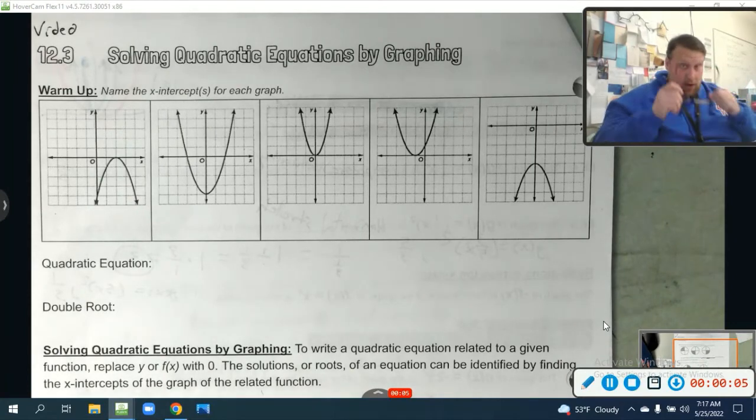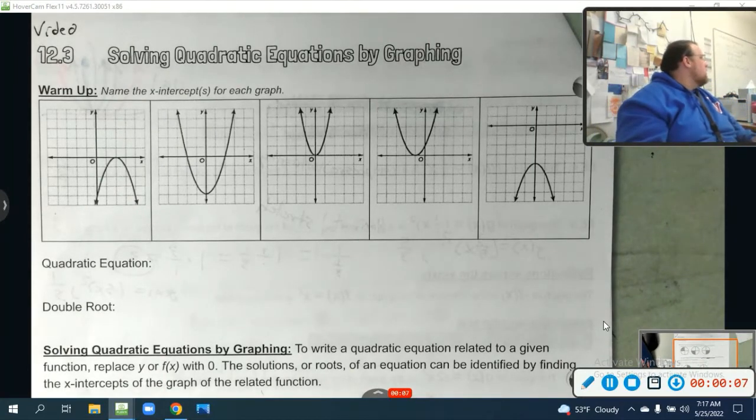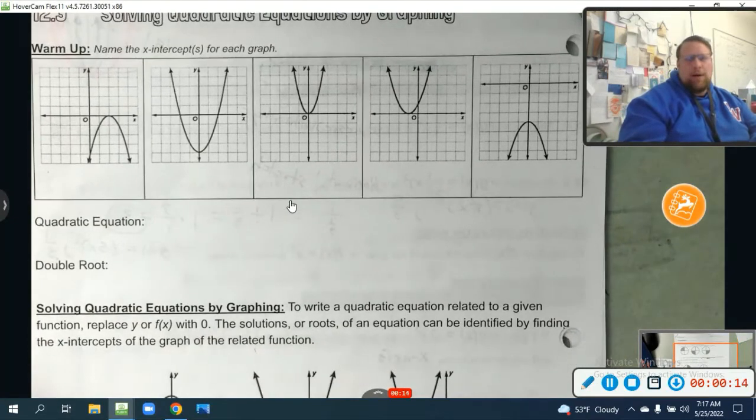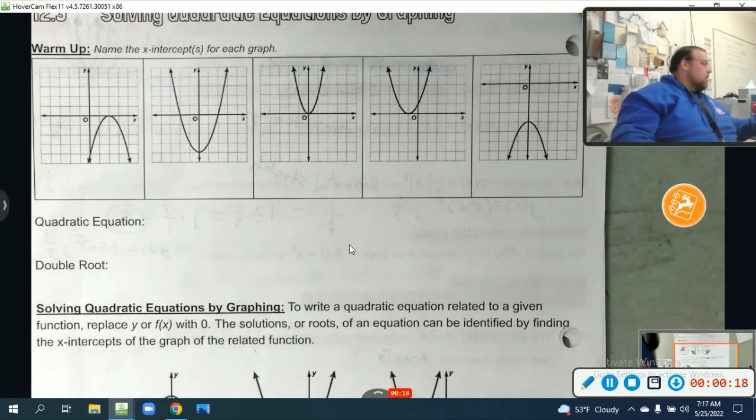This is 12.3, solving quadratic equations by graphing. Your learning target is: I will write quadratic equations and solve them by graphing. Okay, warm up. Look at this. Name the x-intercepts for each graph. Ready, set, go.